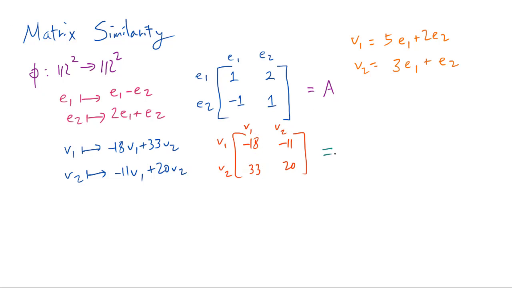So let's call this matrix B. And here obviously A and B are very intimately related. Both of them arise from the same phi. And in such a case, we say that A and B are similar matrices.